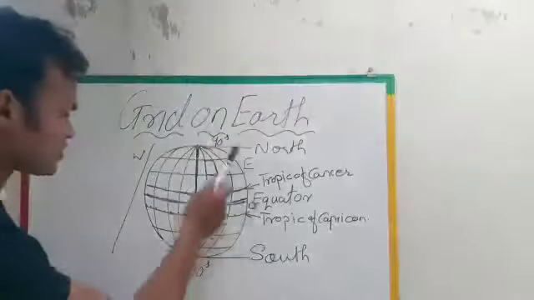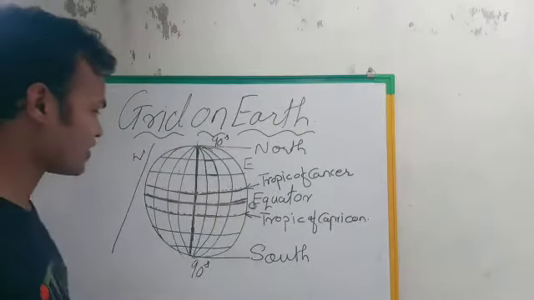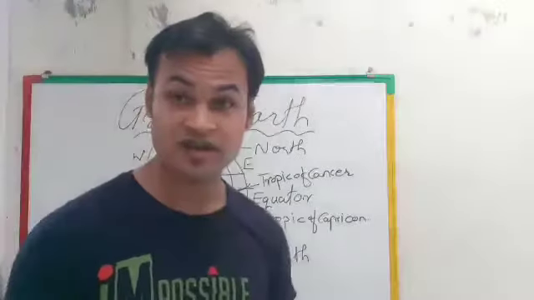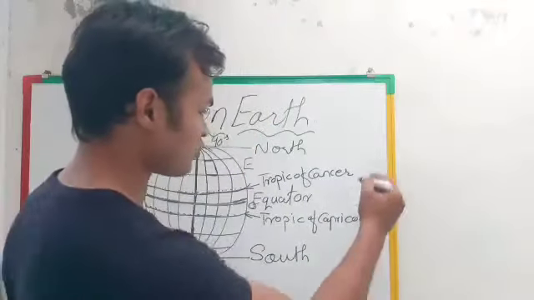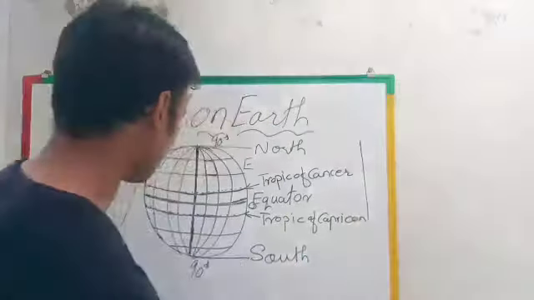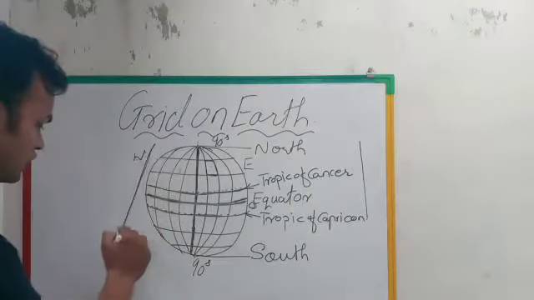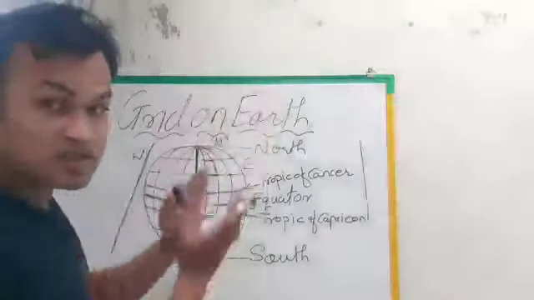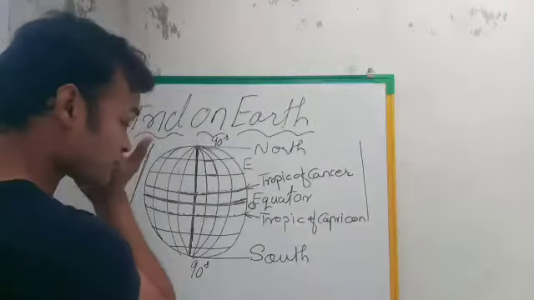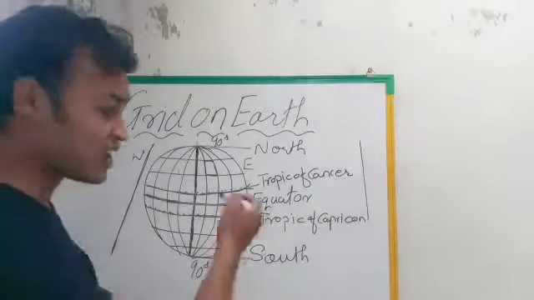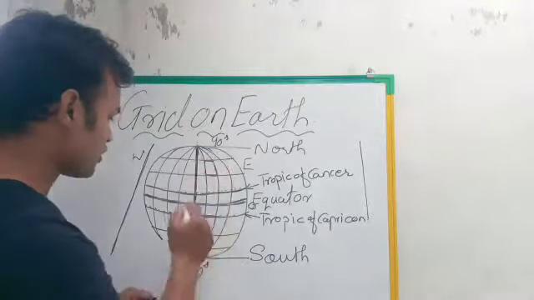So let's start. This is the rounded earth. As it's been mentioned, the earth is tilted at 23.5 degrees. So the earth is not straight, it is a bit crossed. It's not a straight one. But for your understanding, I have drawn it a little bit straight.